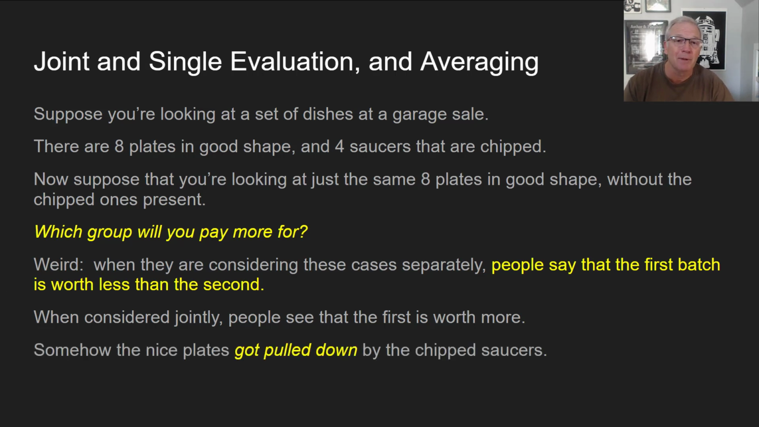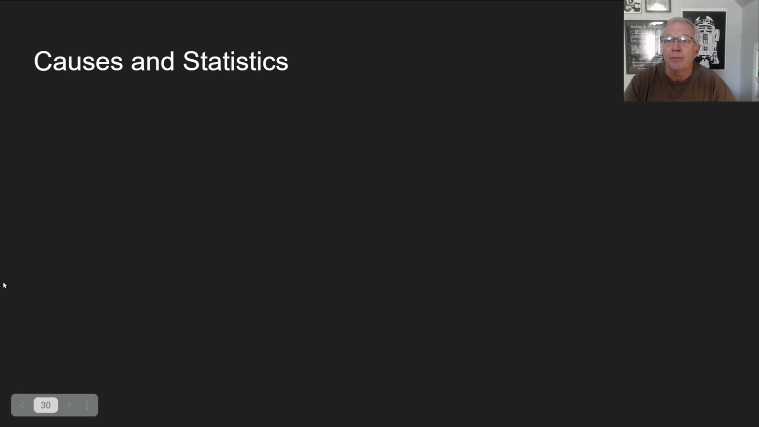Somehow the nice plates got pulled down, or they got influenced or rubbed off on by the chipped saucers. So that's another place where our intuitions and our systems lead us to struggle with thinking about statistics or thinking about probabilities clearly. That we have trouble seeing this obvious relationship between these objects in front of us, and we get these screwy ideas about norms and representativeness.